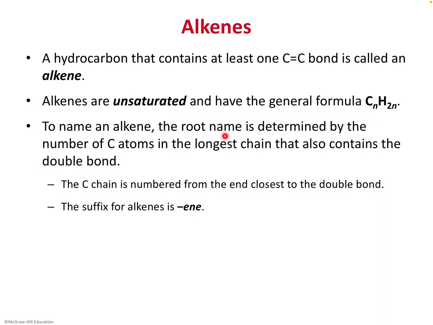To name an alkene, the root name is determined by the number of carbon atoms in the longest chain that also contains the double bond. In alkanes also, we chose the longest carbon chain, the one with the most carbons. But here we choose the carbon chain that contains the double bond. The carbon chain is numbered from the end closer to the double bond. The suffix for alkenes is "-ene". So we always try to give the double bond the lowest number possible, and it ends in "-ene".